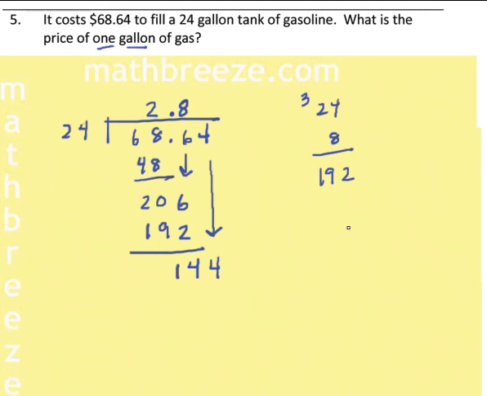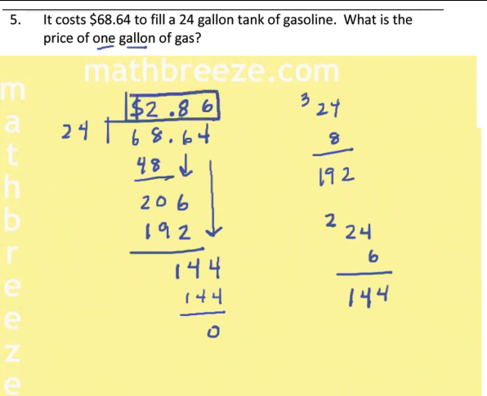24 into 144. Okay, so we'll try 6. 6 times 4. And 6 times 2 is 12. And 2 is 14. So we have an exact division. So this is the price of 1 gallon, $2.86.